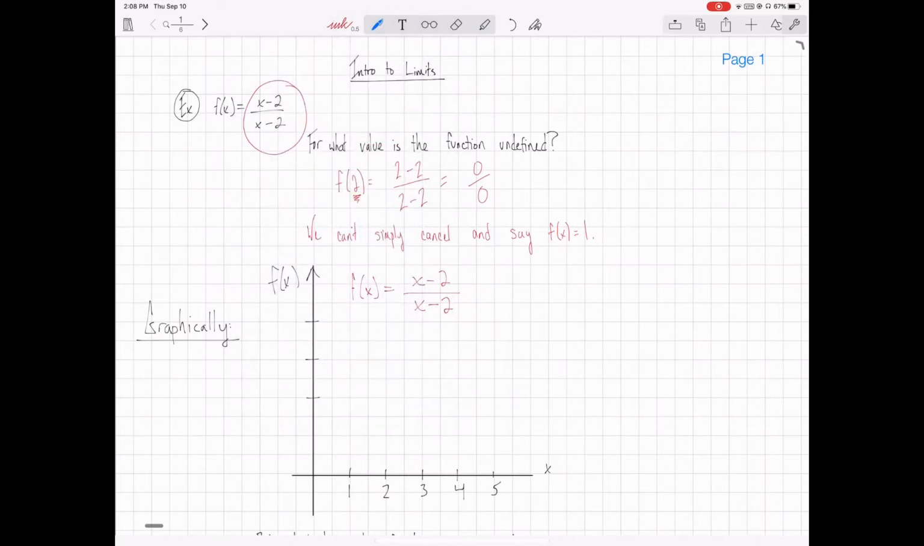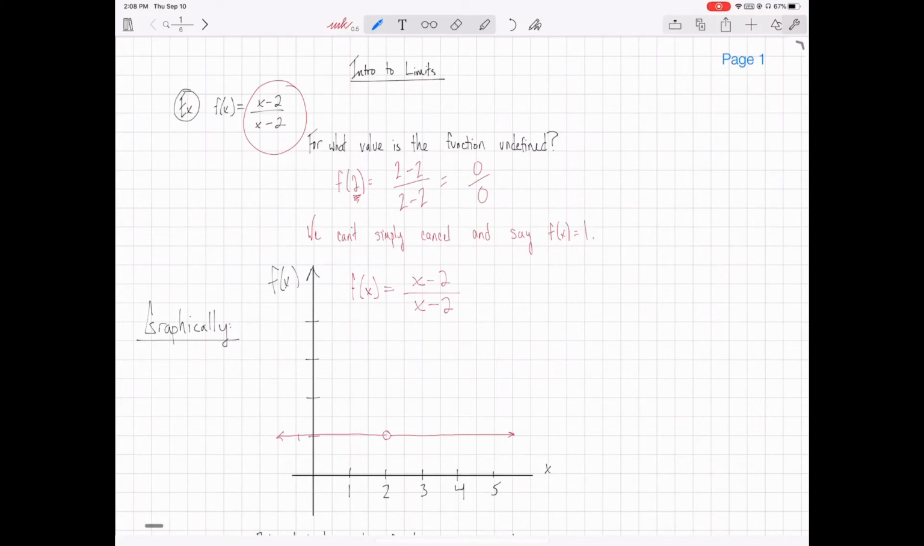I'll just use this red. This would go by 1, right? So that function is going to be 1, just what I said previously, everywhere except for x equals 2. So at x equals 2, we're going to have what's called a hole. And this is what the function would look like if we were to graph it. So it's discontinuous at x equals 2.